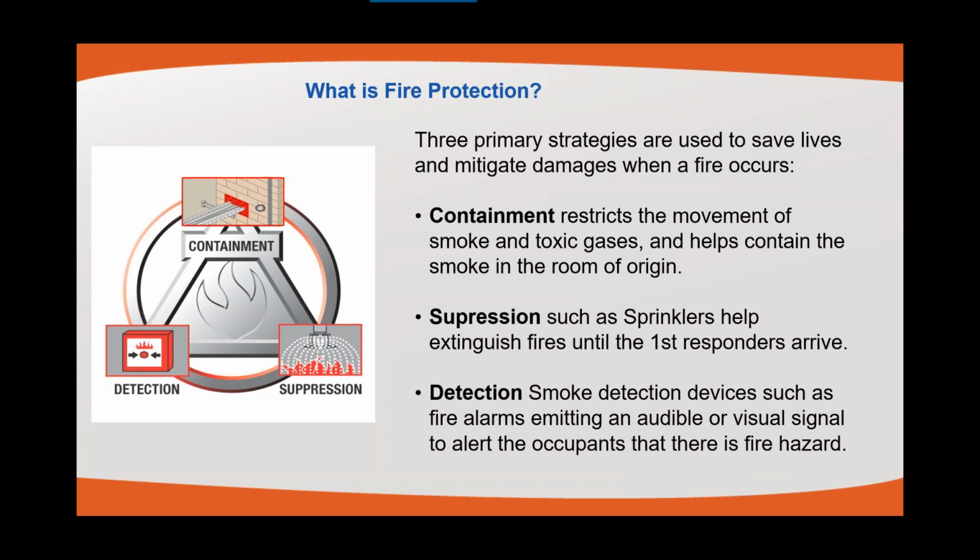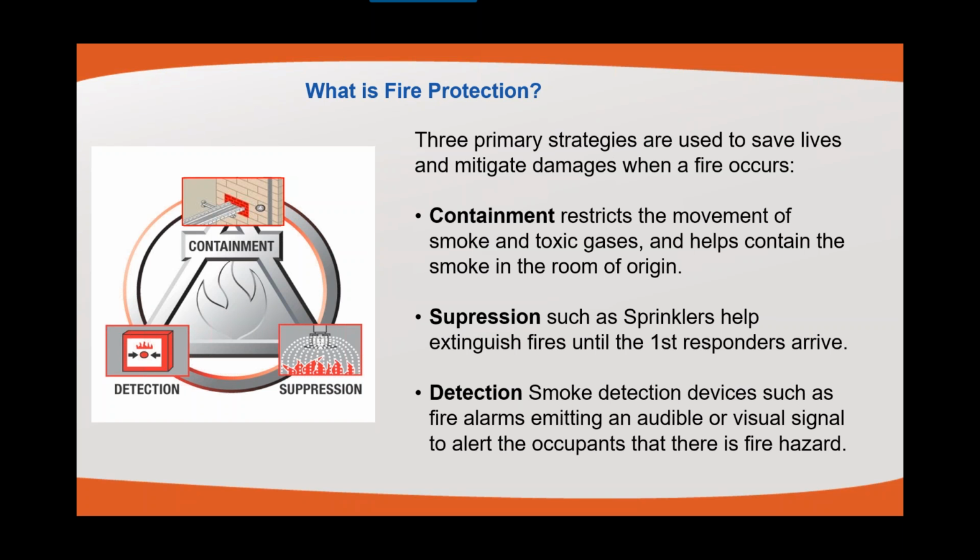Next, let's talk about fire protection. One of the most important and critical things nowadays is fire protection, and there's 3 primary strategies that are used to save lives and mitigate damages when a fire occurs. There's containment, suppression, and detection. Let's talk about each one of these.